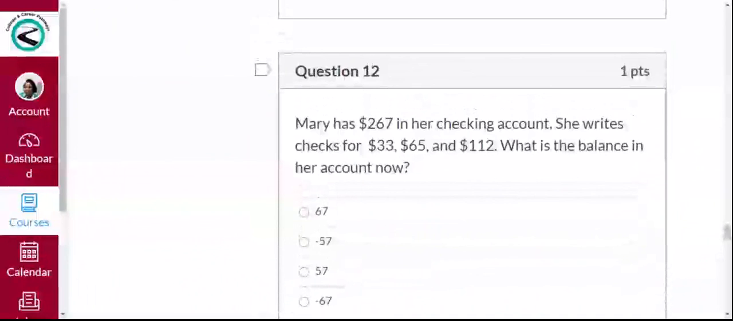Okay, now if you have any more questions, let me know, but that should get you started on the homework. And don't forget, you still have to do the integer review, which is more practice before you take the test.